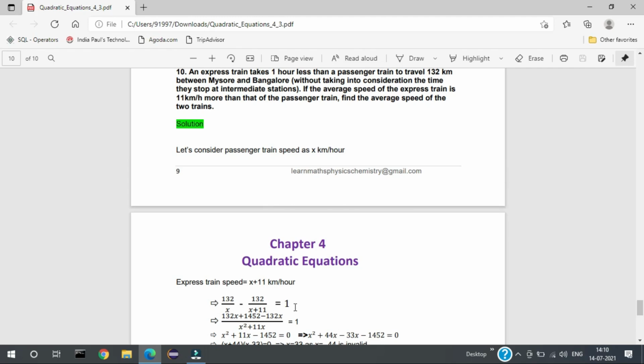So what is given for us? 1 hour less than a passenger train to travel 132 kilometers between Mysore and Bangalore. If the average speed of the express train is 11 kilometers per hour more than that of the passenger train, find the average speed of the two trains. So 132 by x minus 132 by x plus 11 equals 1.